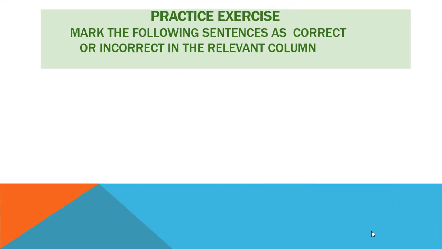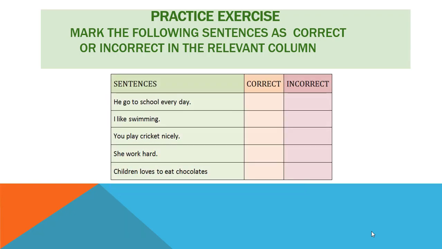Dear students, get ready because we are going to practice an exercise. Let's read the statement. Mark the following sentences as correct or incorrect in the relevant column. In this table we have three main columns. First column is named sentences. Second is correct and third one is incorrect. Recall the structure of affirmative sentences and solve this exercise.